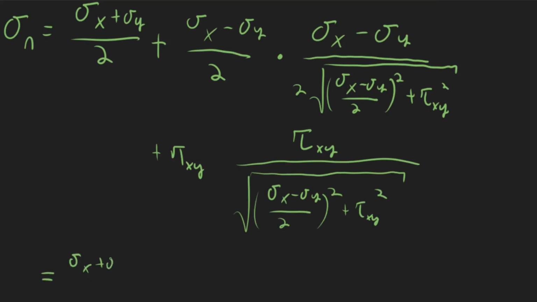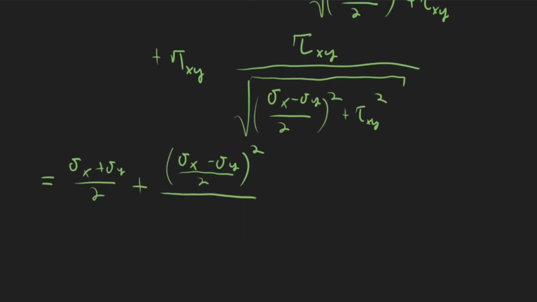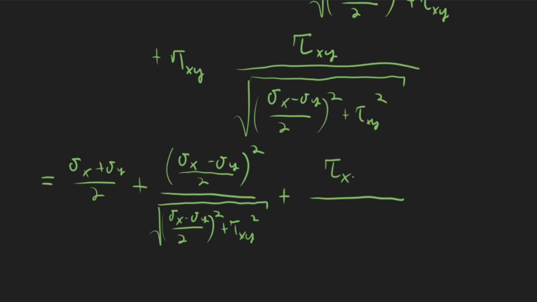But this is sigma x plus sigma y over 2 plus, all right, now in the numerator, we'll have sigma x minus sigma y quantity squared over 4, but I'm going to go ahead and rewrite this as sigma x minus sigma y over 2 squared, and then our denominator is going to be all of this square root of sigma x minus sigma y all over 2 squared plus this, right? Okay, now our second term is going to be shear xy squared all over this stuff.